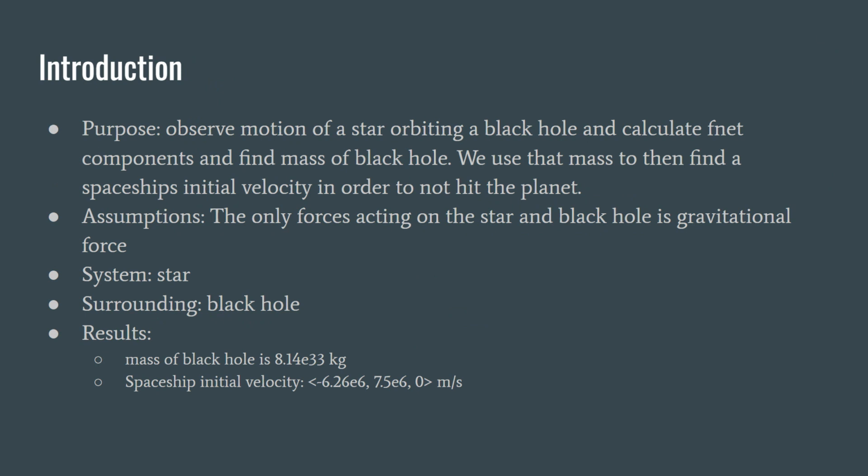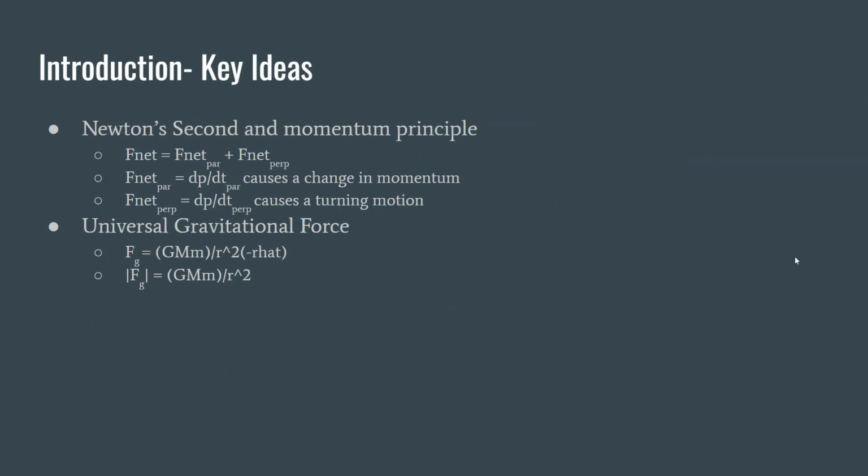Our results showed that the mass of the black hole was 8.14 e30 kilograms, and the spaceship's initial velocity is negative 6.26 e6, 7.5 e6, 0 meters per second.